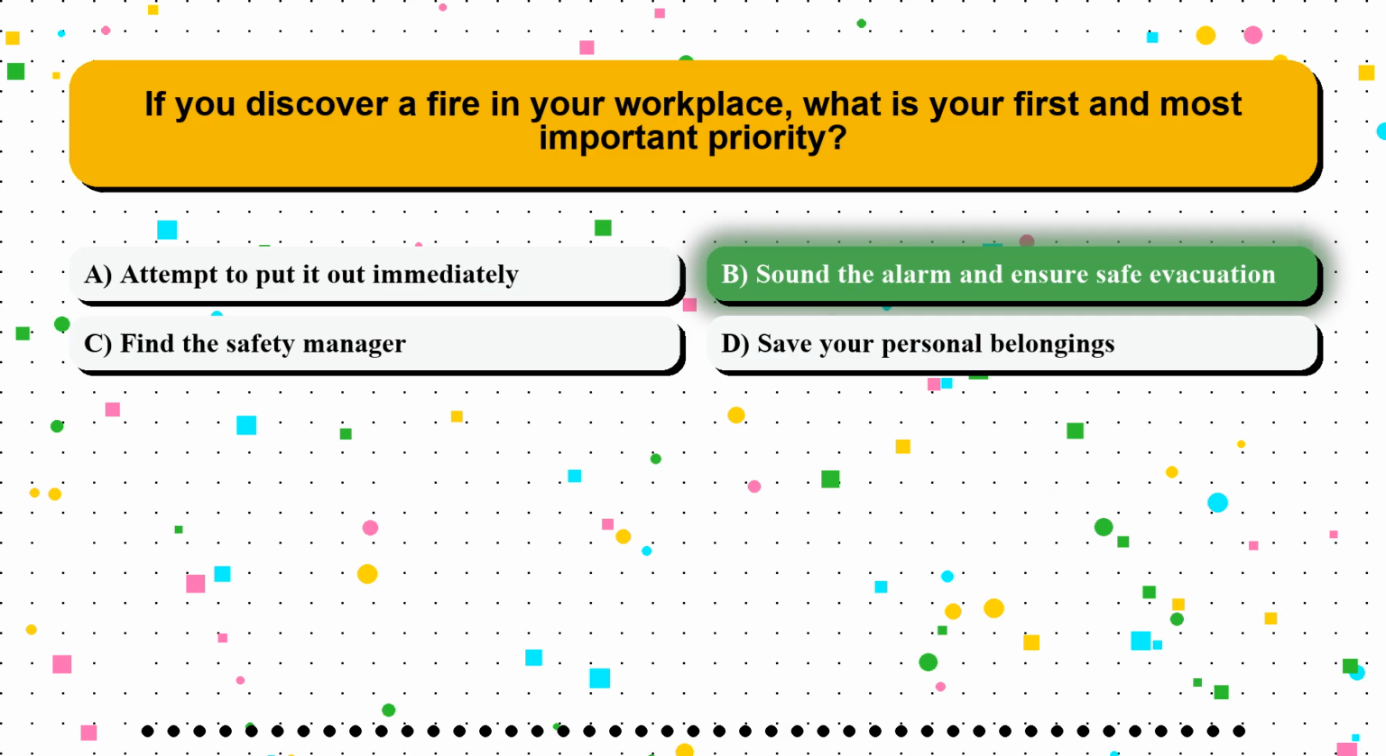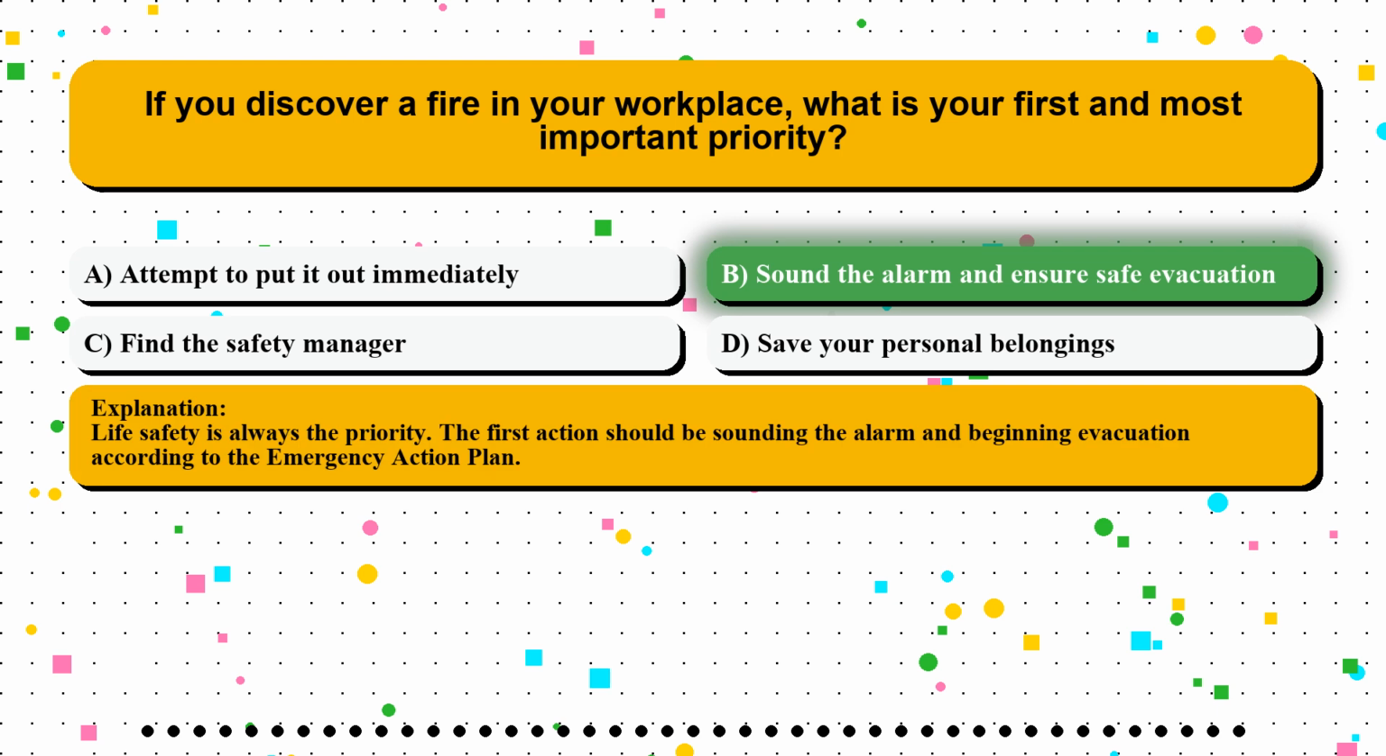The correct answer is option B. Sound the alarm and ensure safe evacuation. Life safety is always the priority. The first action should be sounding the alarm and beginning evacuation according to the emergency action plan.